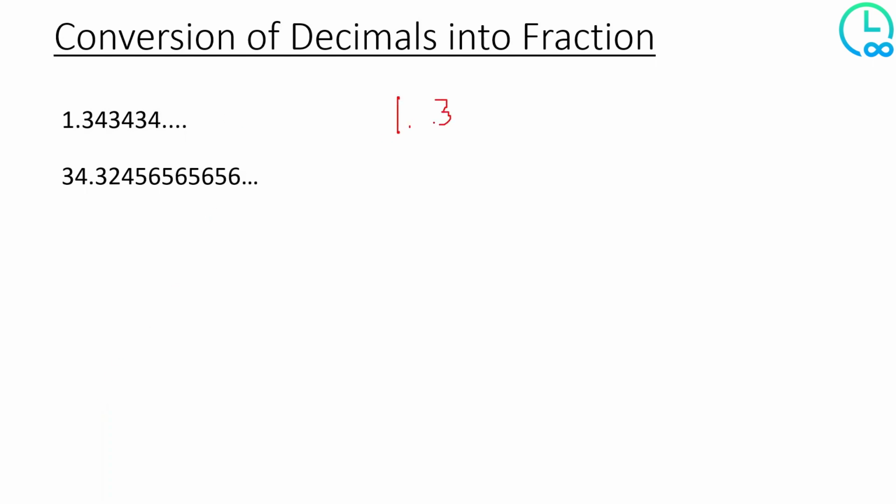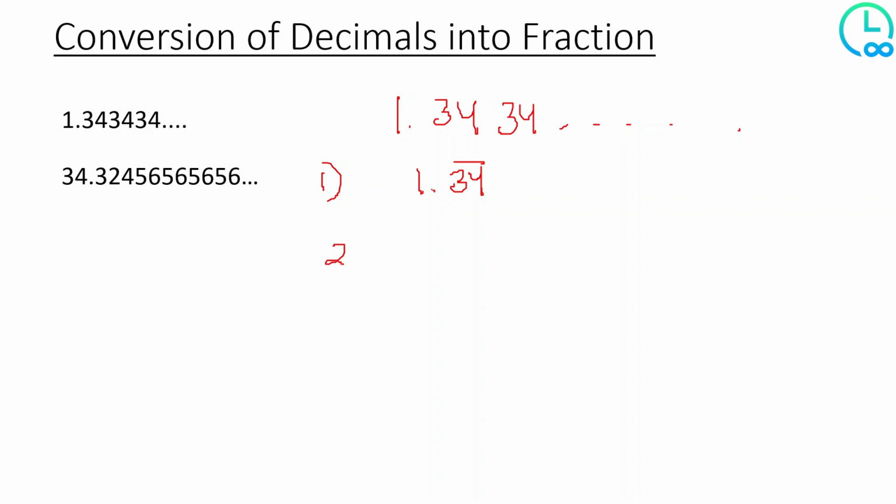This is written 1.3434 till infinity. So 34 is the repeating term here. We will do it step by step. The first step is to write the complete number. Complete number means just put a bar here. So this is the number. You can say, write the compact form of the number.